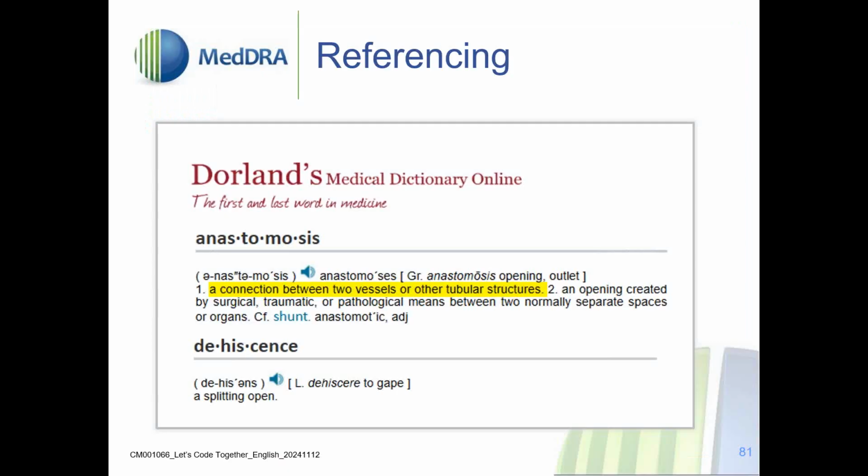Yeah. So here the connection. Because the Dorland's definition does not clearly specify that this is always a surgical intervention that connects vessels or tubular structures. But because of the dehiscence, I think that we can really derive the information that this is a surgical procedure, a post-operative complication. I think so. The word dehiscence generally is used for wounds and surgical joining, isn't it?